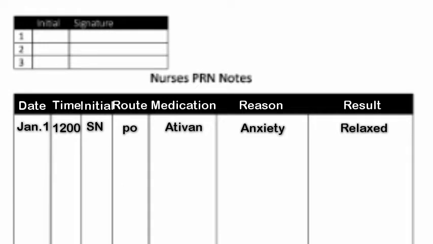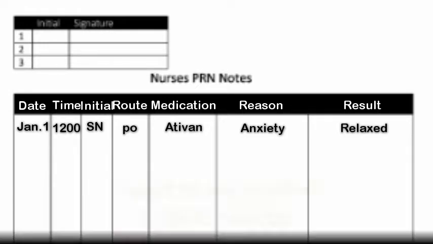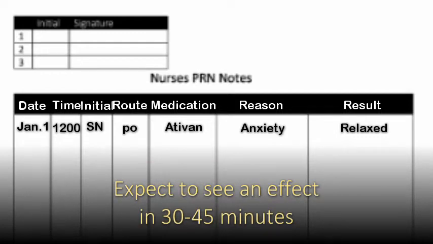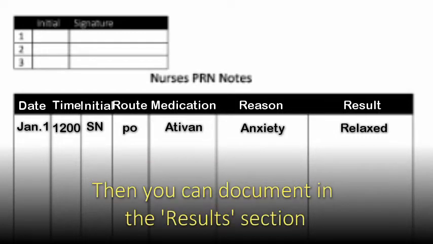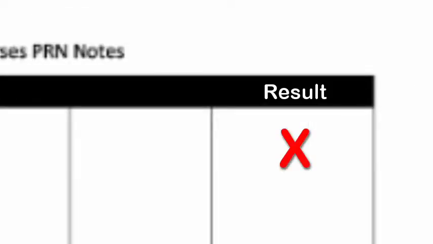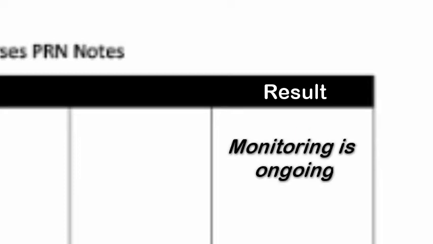Once you've given the medication following the 10 rights, you can expect to see some effect in 30 to 45 minutes. This is when you can document in the results section about your observation and assessment of the client. Please do not leave the results section blank. Even if 45 minutes has elapsed or your shift is completed, document in the results section. Monitoring is ongoing.